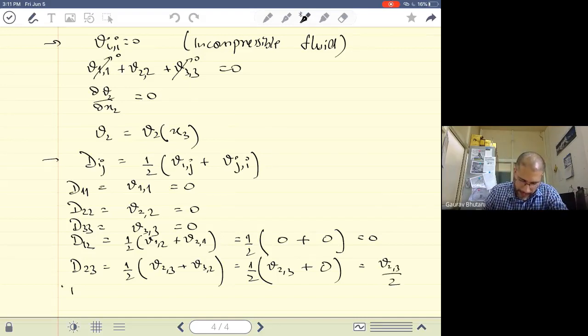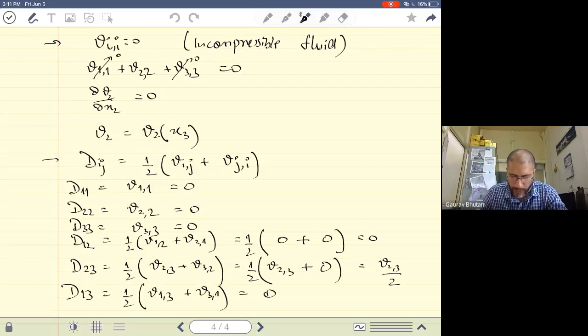And then D13 is half of v1 comma 3 plus v3 comma 1. Again, this is 0 because v1 and v3 both are 0. So what we see is that in the complete D, or the rate of deformation tensor, we only have D23 and D32, which is the same as D23, as non-zero.